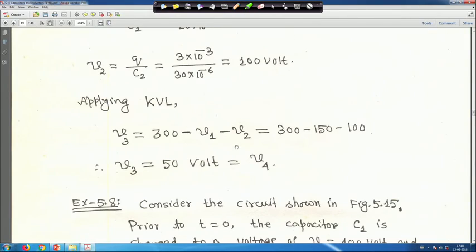So, it is 300 minus 50, so it is 50 volt. V3 is equal to... C3 and C4 are in parallel, so same voltage. So V3 is equal to V4 is equal to 50 volt, right.